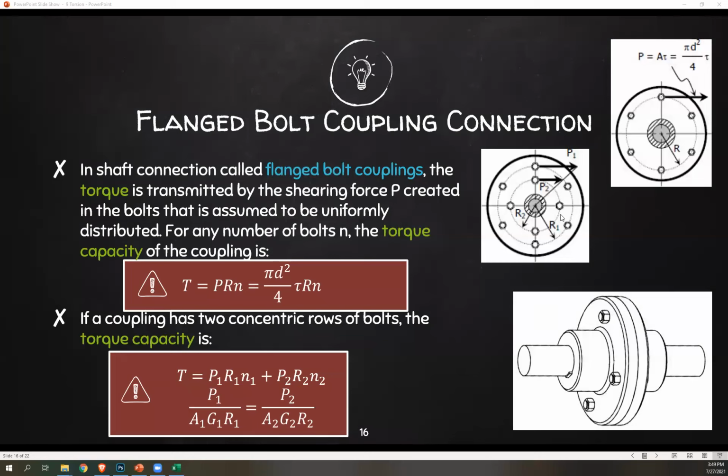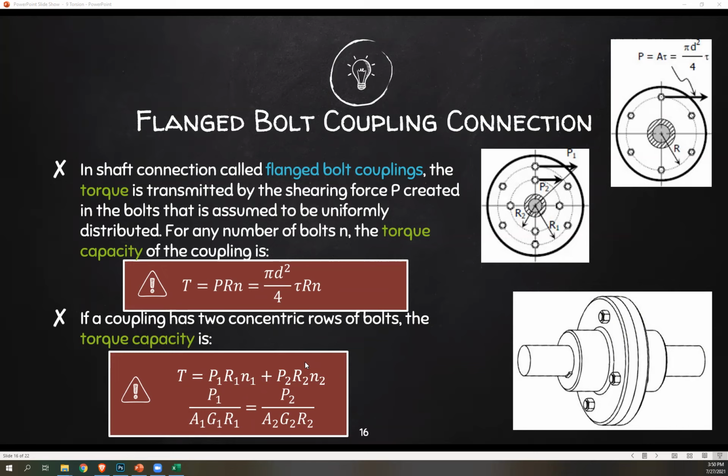For example, here is your first row, or rather the outermost section. There are 1, 2, 3, 4, 5, 6 bolts there, so N there would be 6. P1 is P1, and R1 is whatever the distance of each bolt is to the center. Then same for R2. This is your second concentric row, so we have 1, 2, 3, 4. That's your N. Then P2, R2.